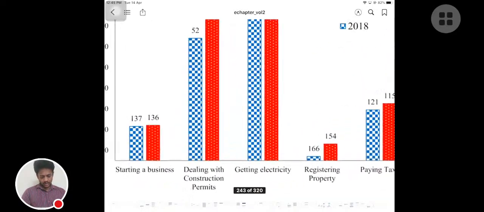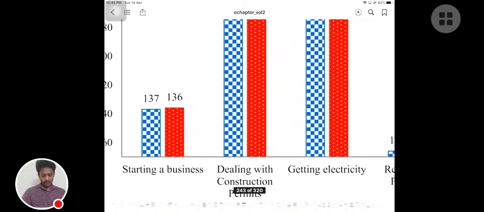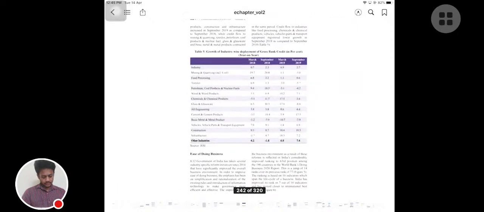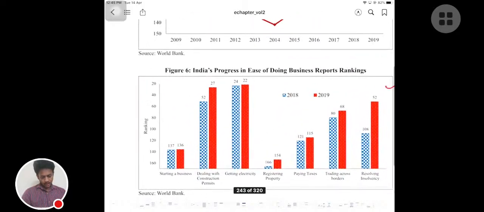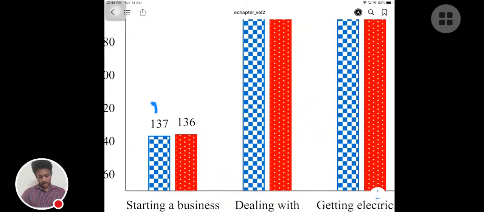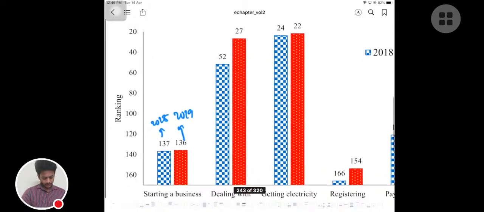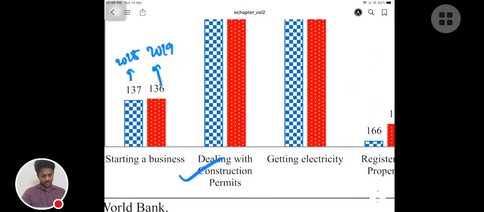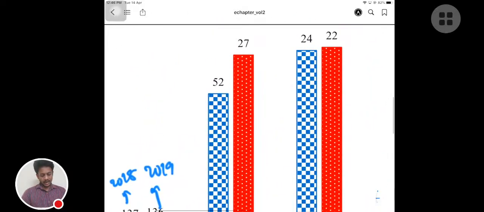If you see, this one is starting a business. This blue color part is 2018, and the red color part is 2019. Here the rank is not that great. But when it comes to the other indicators, this is dealing with construction permits, the second one. Here India certainly improved its rank, because from 52 we went straight to 27th rank.